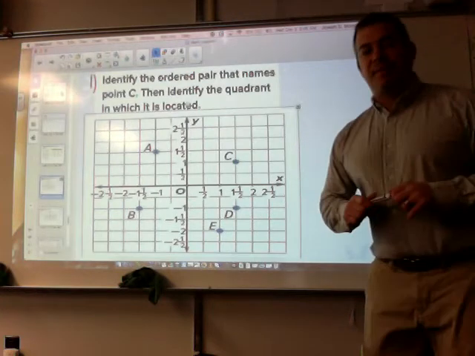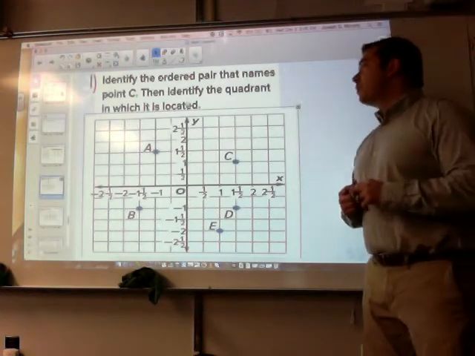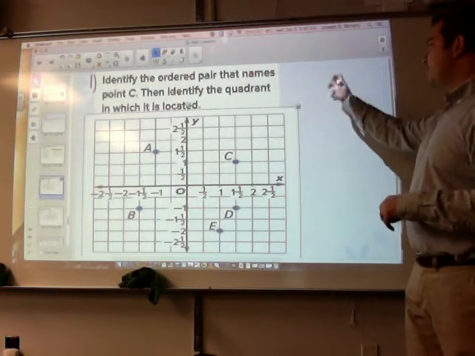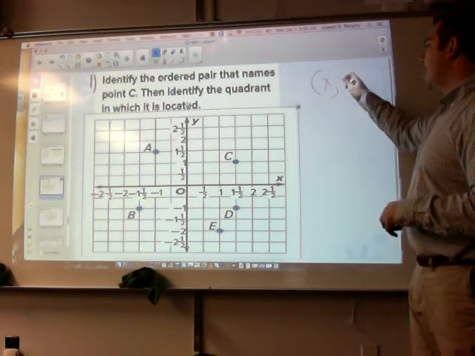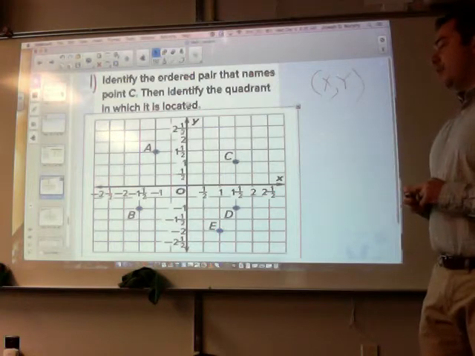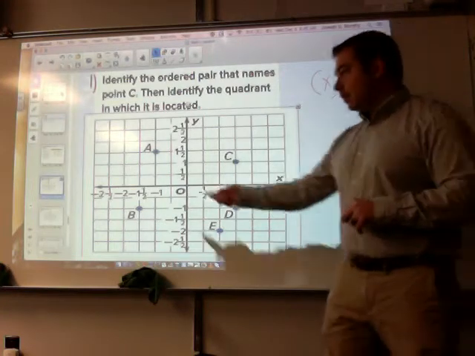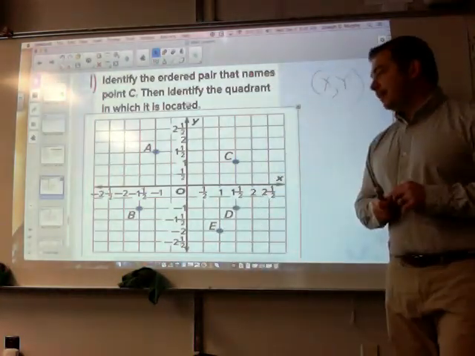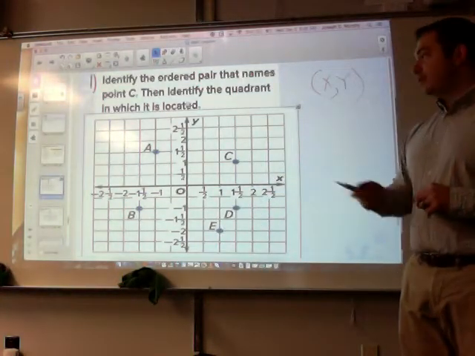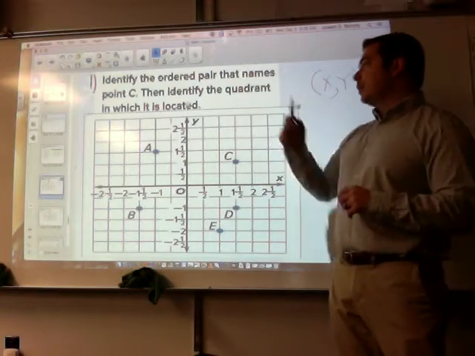All right, here's our first example of a question we're going to do. It says identify the ordered pair that names point C. And don't forget, ordered pairs start with x, and they have a comma, and they have our y. We have to identify point C. Well, we know our letters. That's not C, that's an A, B, E, and D. There's our C. It looks like it's in quadrant what? Think to yourself right now, because we also have to know the quadrant.